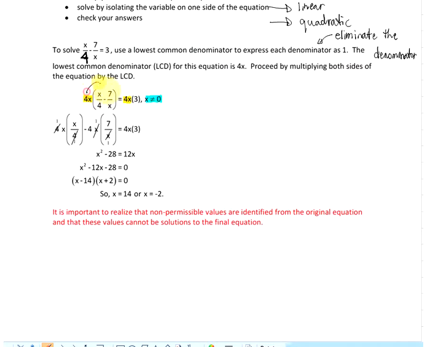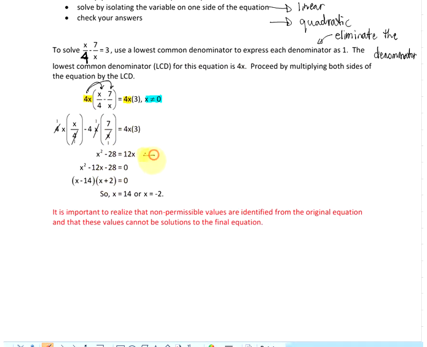Okay, so we're going to distribute the 4x over the binomial on the left. So we get 4x times x over 4 minus 4x times 7 over x is equal to, and then just the 4x times 3. Okay, so when we go 4x times x over 4, we can reduce the 4's, and we're left with x times x, which is x squared. On the middle portion, we can reduce the x's, and 4 times 7 is 28, and 4x times 3 is 12x.